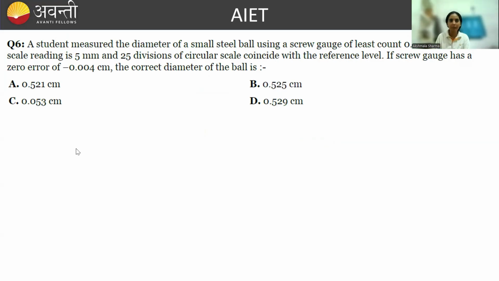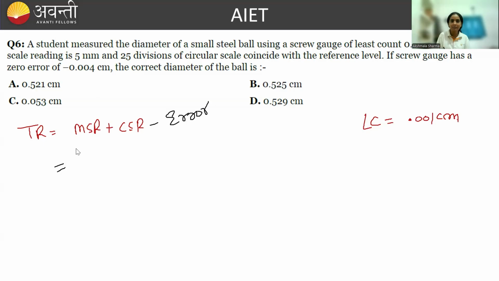A student measured the diameter of a small steel ball using a screw gauge of least count 0.001 centimeter. So what is the least count here? 0.001 centimeter. The main scale reading is 5 millimeter. So how do we give the reading of a screw gauge? The total reading is written as main scale reading plus circular scale reading, then minus error. So here you will write minus error.